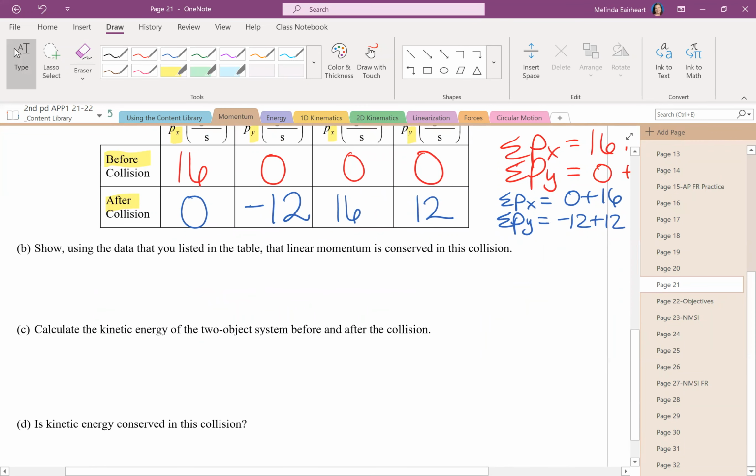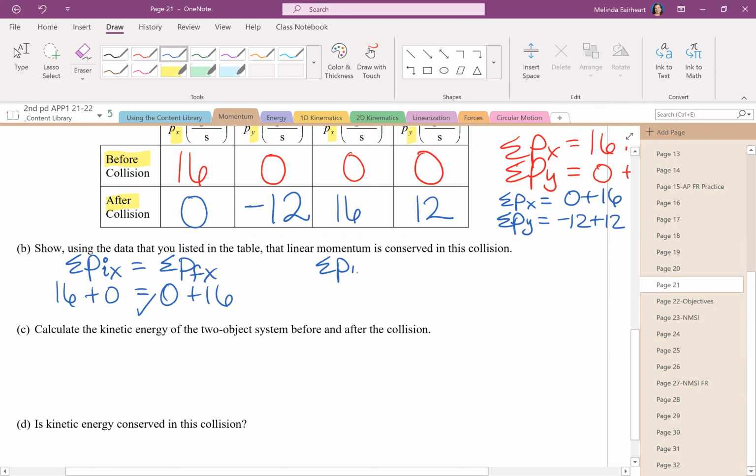B, show using the data table that you listed above that linear momentum is conserved. They're looking for 2 separate conservation statements. And so the net initial horizontal has to equal the net final horizontal. So looking at the first column and first row, 16 plus 0 equals second row, still first and third column, 0 plus 16. Check, it's conserved.